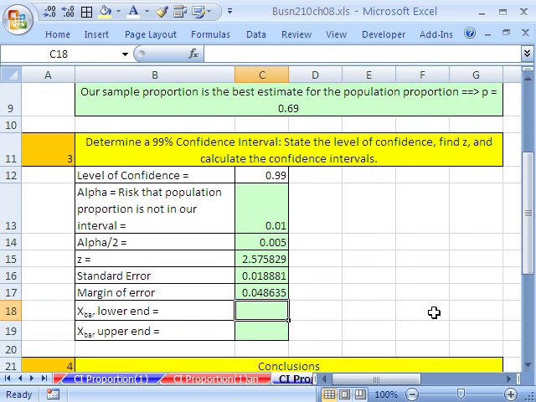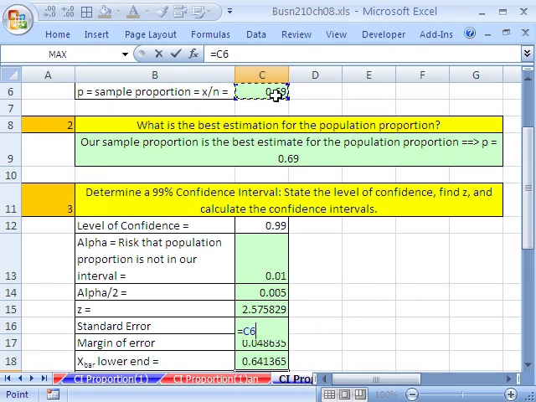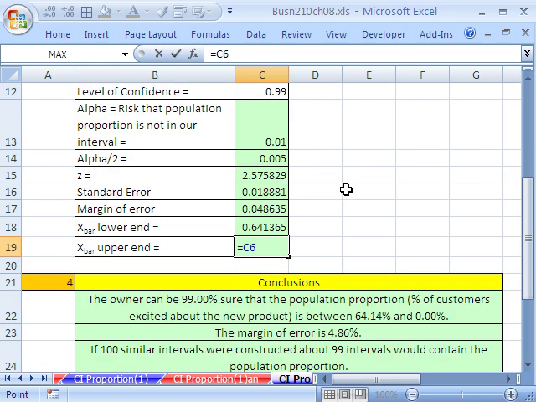So let's get our intervals. The first one will be 0.69 minus our margin of error. And this one will be equals plus our margin of error.